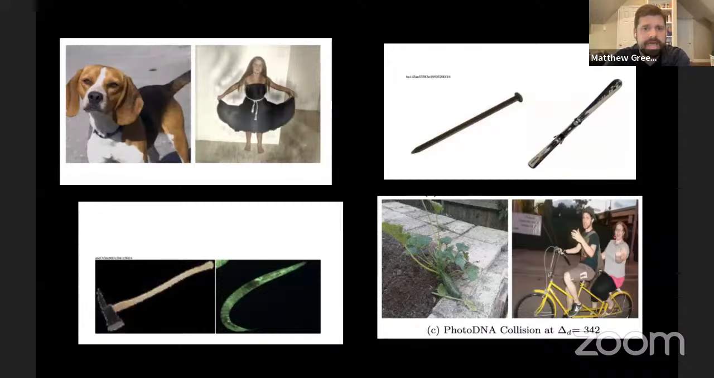This one on the top is from Greg Maxwell, and the others are actually natural collisions. The one on the top right and the one on the top left are natural collisions people found just looking through databases. The one I want to point out at the bottom is a call out to my students who have been doing the same kind of work for PhotoDNA and other perceptual hashes, and these turn out to be just as vulnerable to this kind of collision attack.